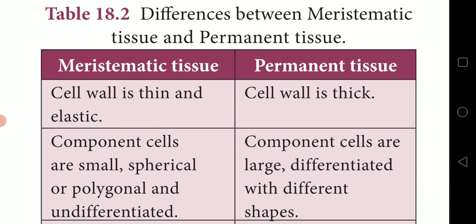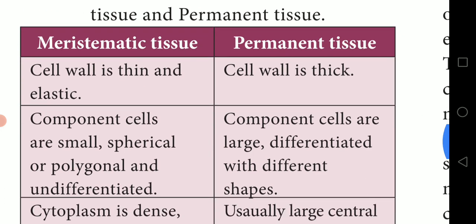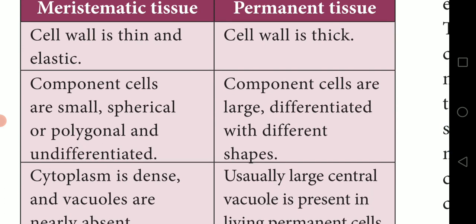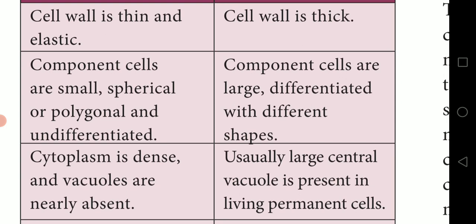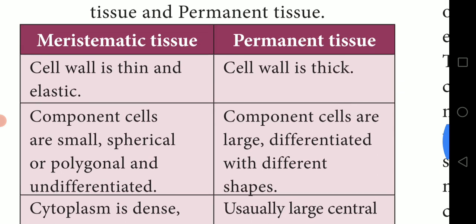In meristematic tissue, the cell wall is thin and elastic. Whereas in permanent tissue, the cell wall is thick. In meristematic tissue, the component cells are small, spherical or polygonal, and undifferentiated. Whereas in permanent tissue, the component cells are large and differentiated, with different shapes.